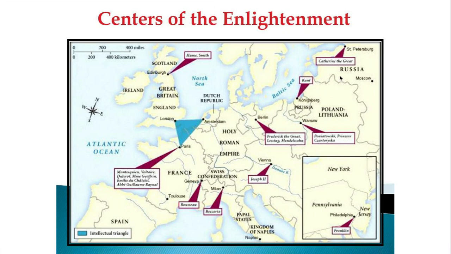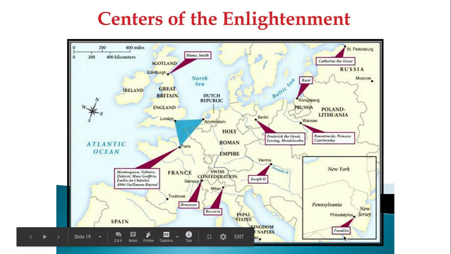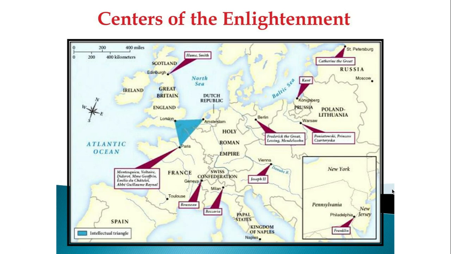We have some major leaders who take Enlightenment ideas and apply them to their societies, including Catherine the Great, Frederick the Great, and of course, Joseph II. So, small shout out to our buddy Ben Franklin out in Philadelphia. We'll talk about him more next year in U.S. history. So let's get into the three main ideas here from the Enlightenment.